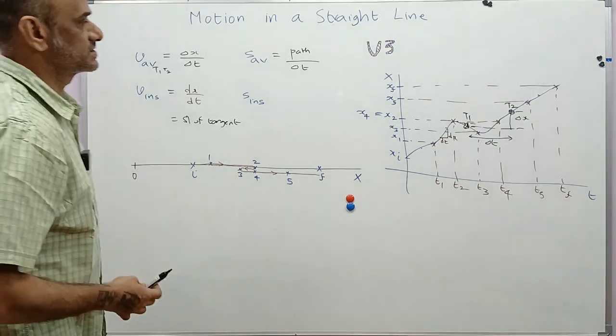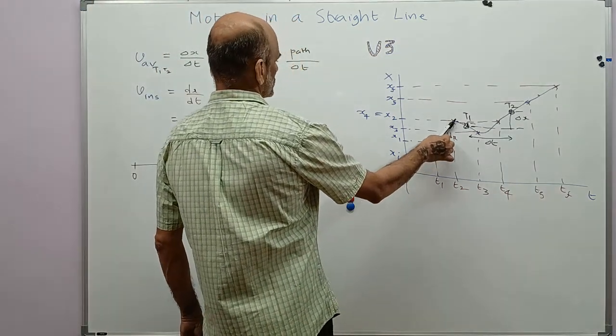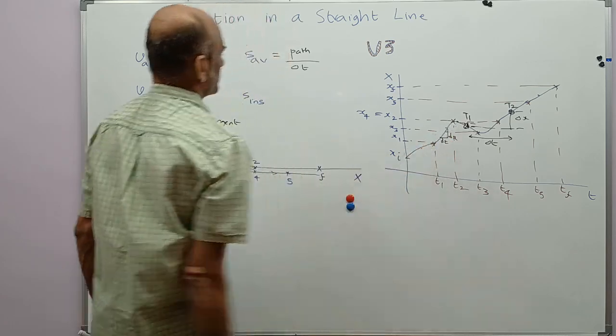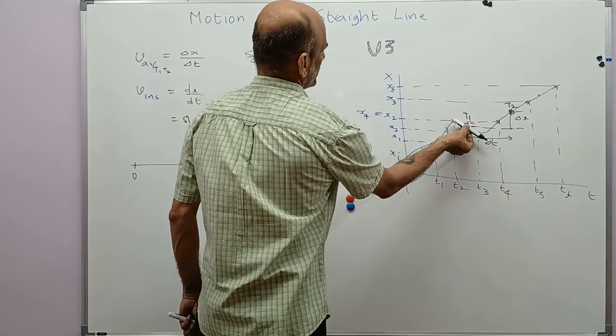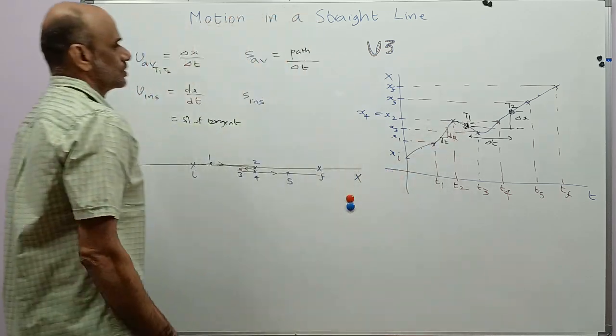Tangent is a line which touches the curve at one point. So at this point, this is tangent, and this tangent is going upwards, so the slope is positive. dx is positive, so slope is positive. At this point, the tangent is going downwards, so slope is negative, and dx is negative, so slope is negative.